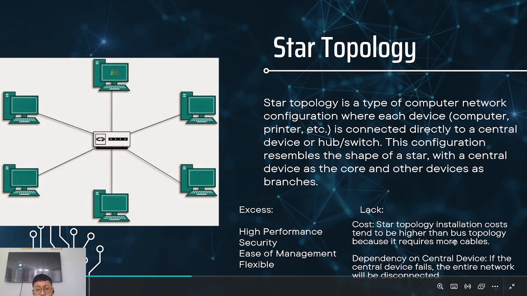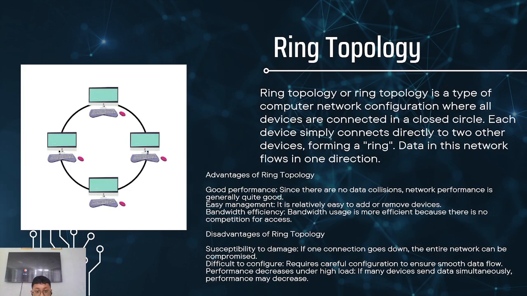The disadvantages are the cost: star topology costs more than bus topology because it requires more cables. And the second is dependency on the central device. If the central device fails, the entire network will be disconnected.